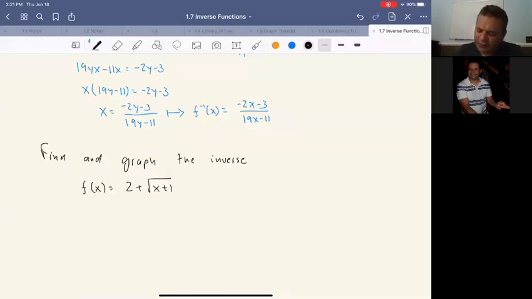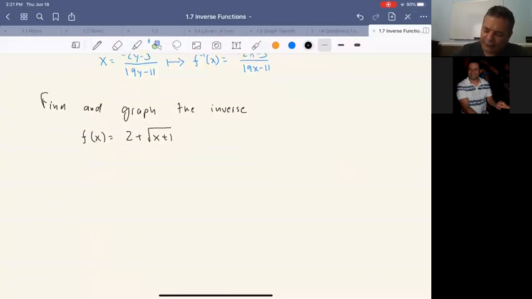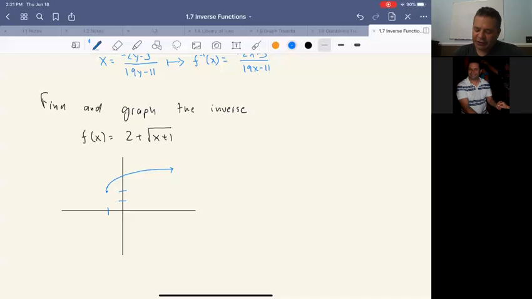Okay, so one thing that's going to help is if we graph this first. You don't need to graph it first, but it will help us. This is a square root function. Move to the left by 1 and up by 2. You can tell if x is 0, you're going to have 2 plus 1. So this point is, in fact, 0, 3. That's going to help us with finding the inverse.